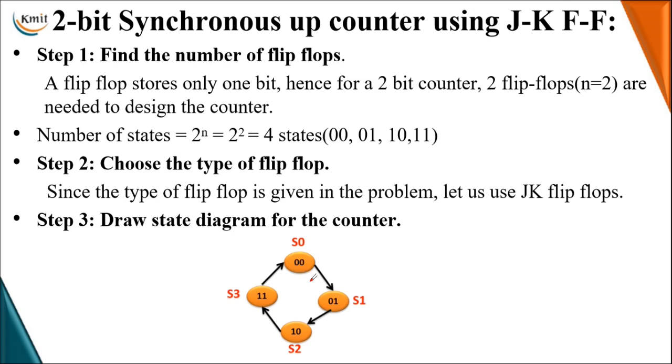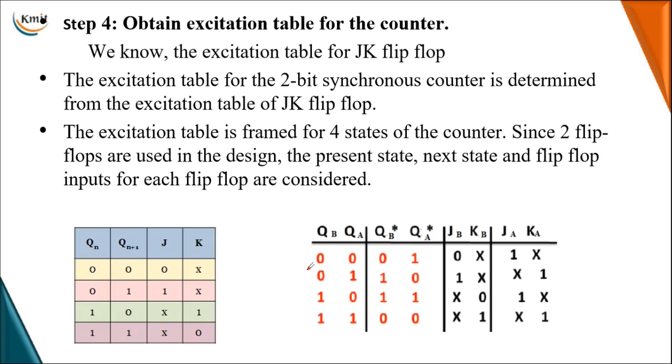What is the initial state and what will be the next state? The present state is 0, 1, and the next state is S2. If my present state is S2, the next state is S3. Upon reaching S3, my next state is S0, which is 0, 0. So after obtaining the final state, it comes back to its initial state, which is 0, 0.